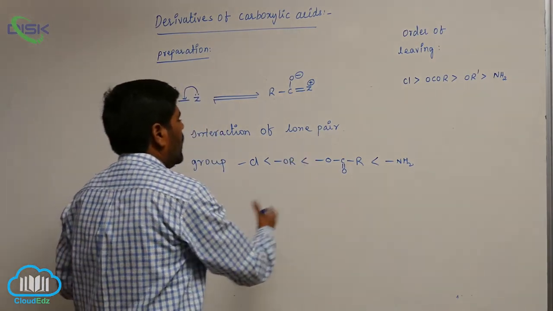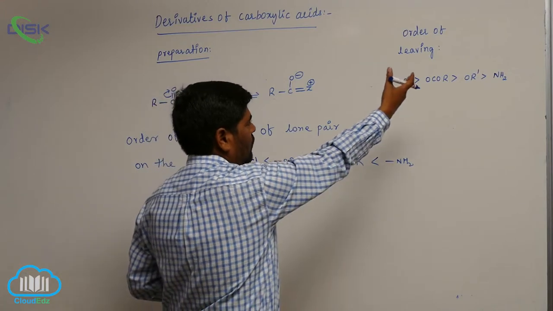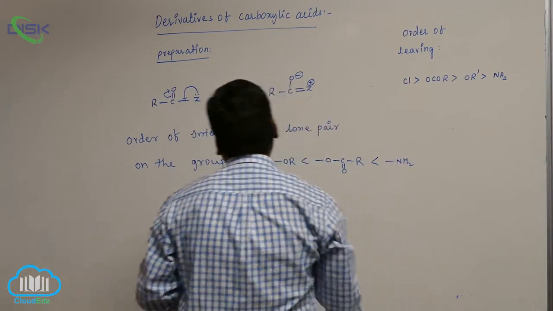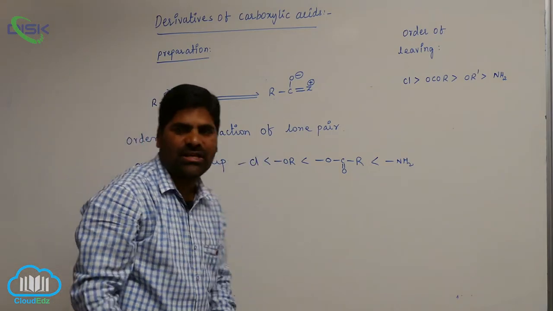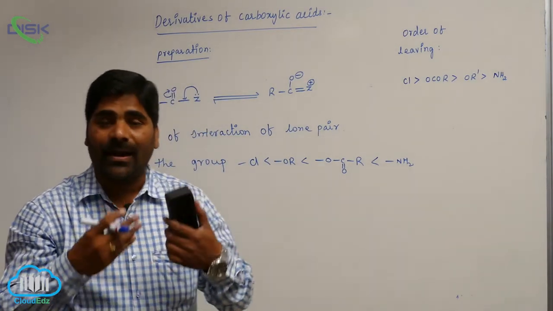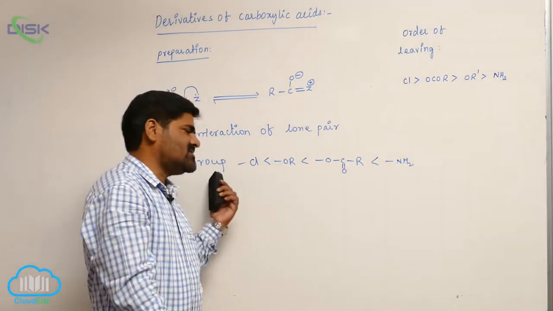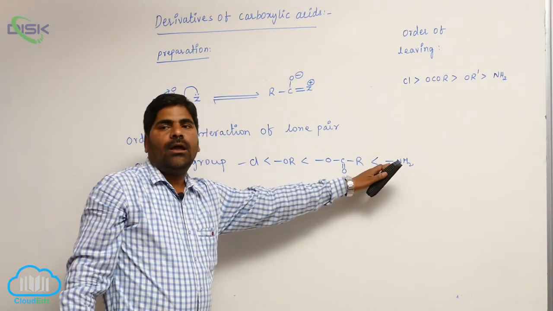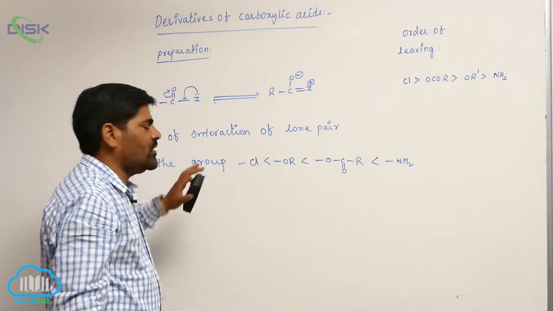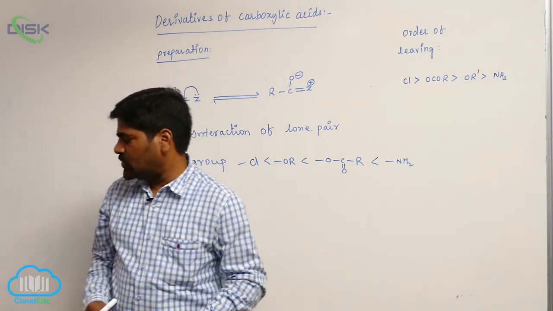Therefore, the order of leaving group is chlorine, acetate, OR, and amino group. As the lone pair interaction with the acyl carbon increases, leaving group capacity decreases. So it can act as a bad leaving group when compared to chlorine. So these are the acyl nucleophilic substitution reactions.